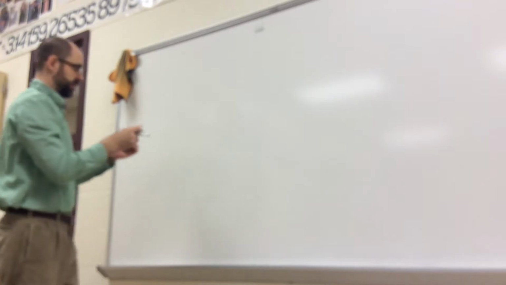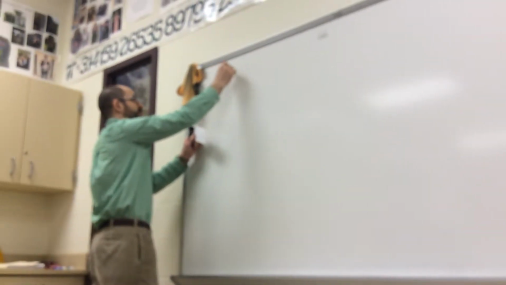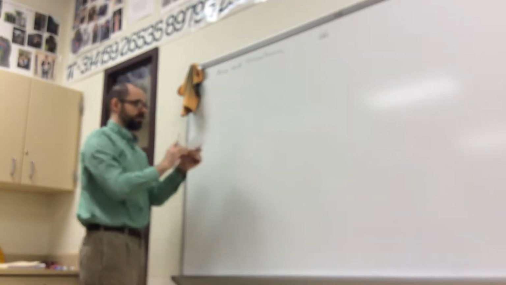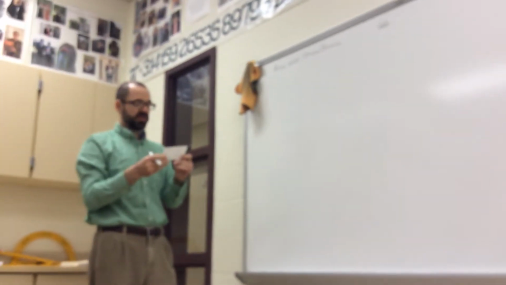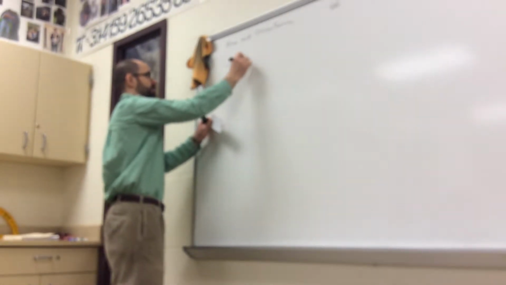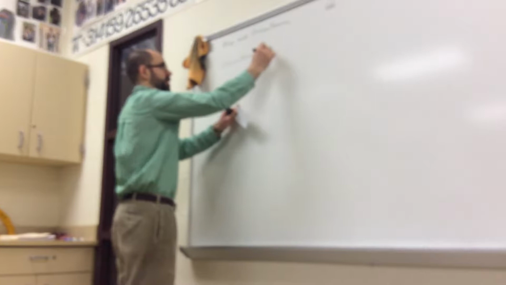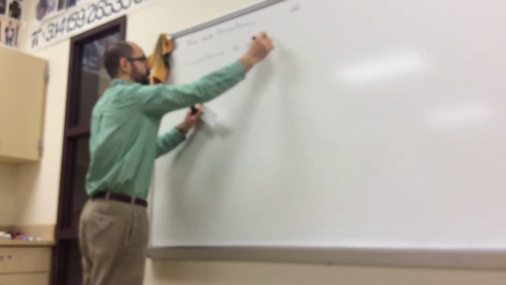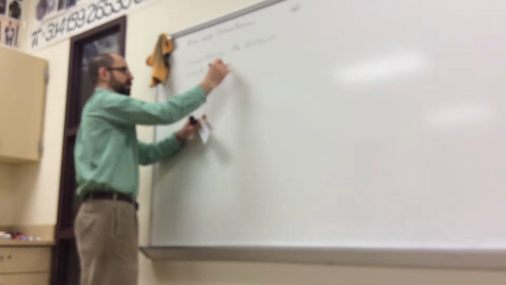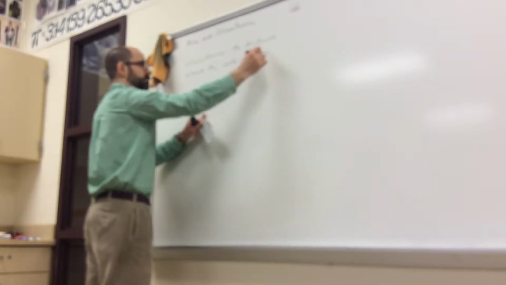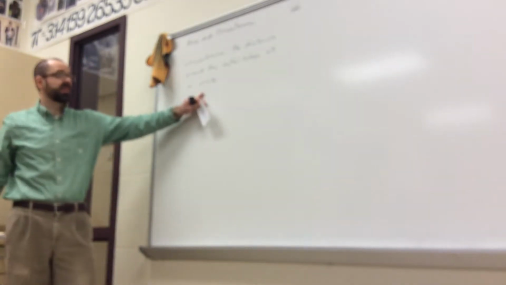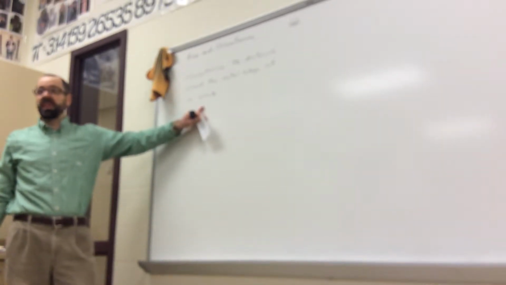The title is Area and Circumference. Circumference is the distance around the outer edge of a circle.